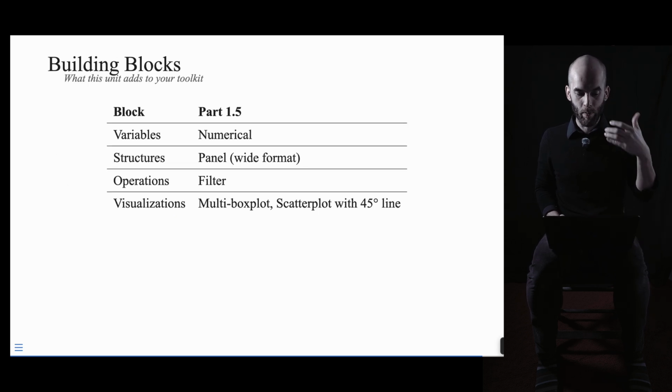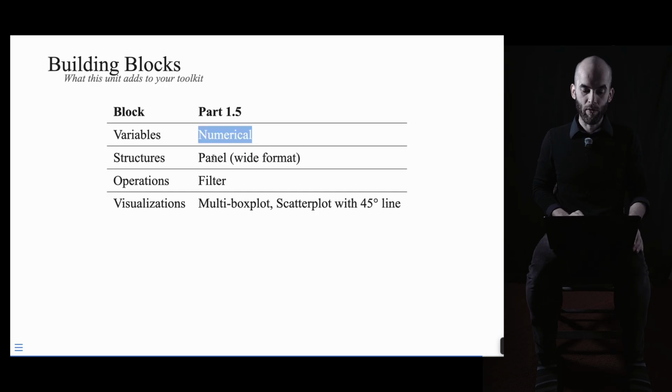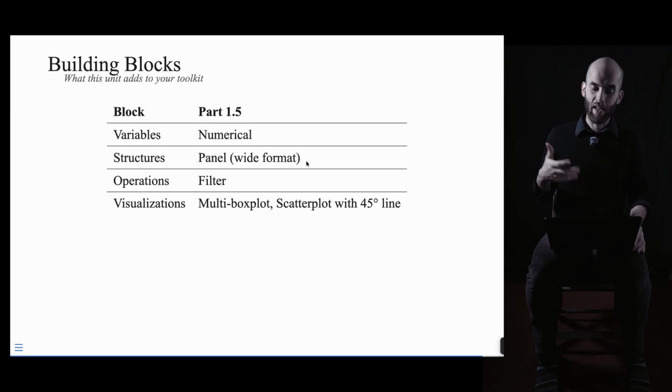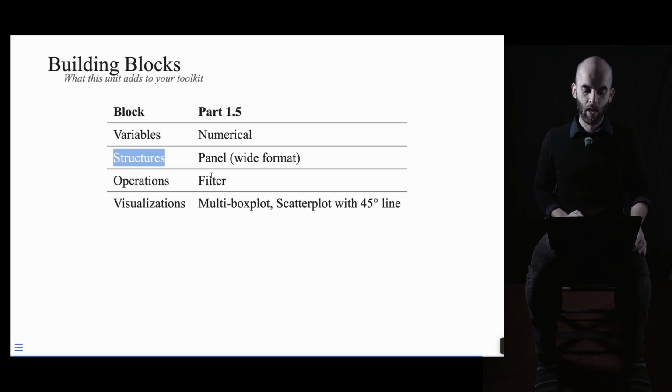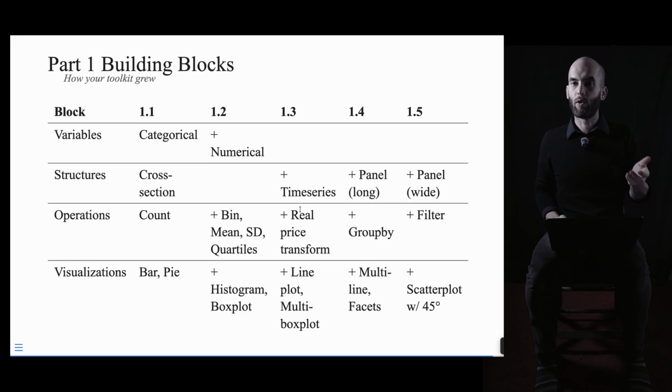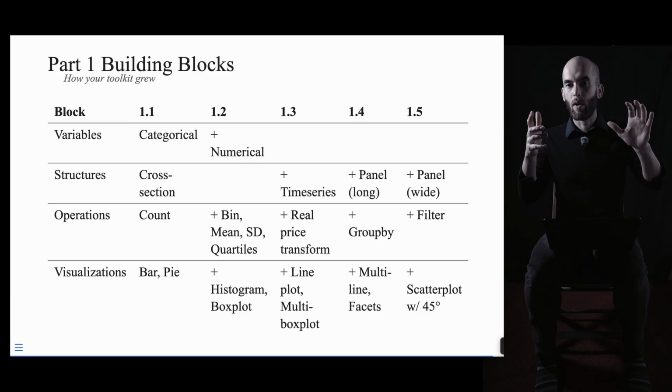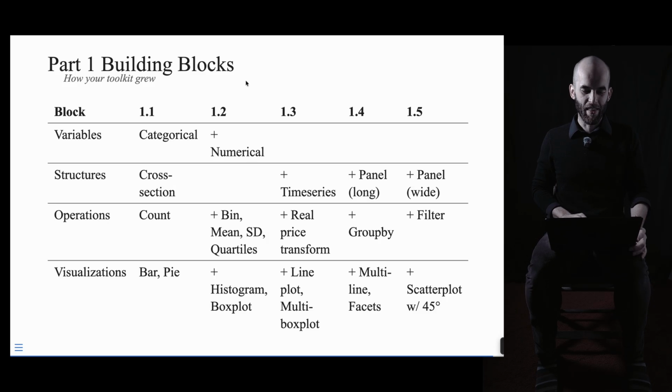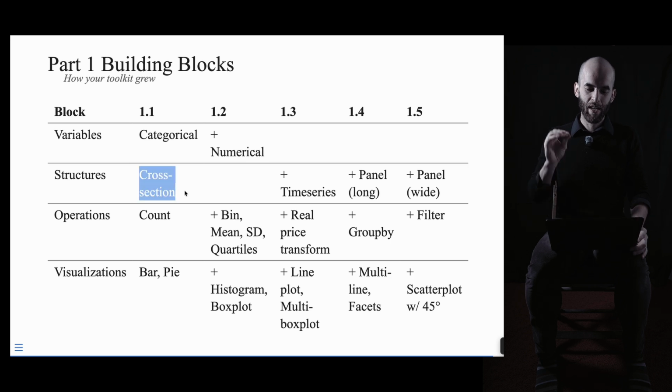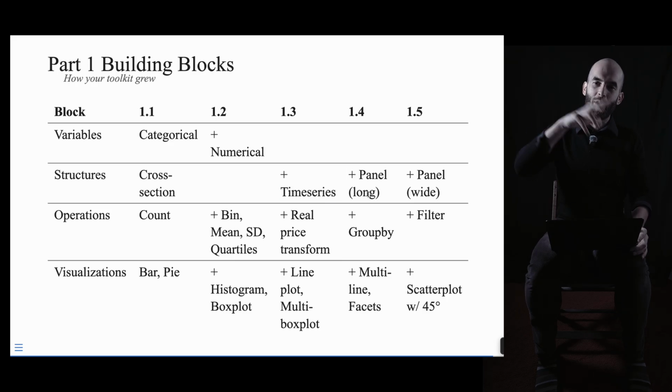So to think about our building blocks, we have numerical variables, we have panel data in wide format for our data structure. We're going to talk about filtering, and then we've talked about multi-box plots and scatter plots with a 45 degree line. So in part one of the course, this is sort of the outline of what we've covered. We've talked about categorical and numerical variables. We've talked about cross-sectional data. We've talked about time series data. And then now we've wrapped up panel data in long and wide formats.